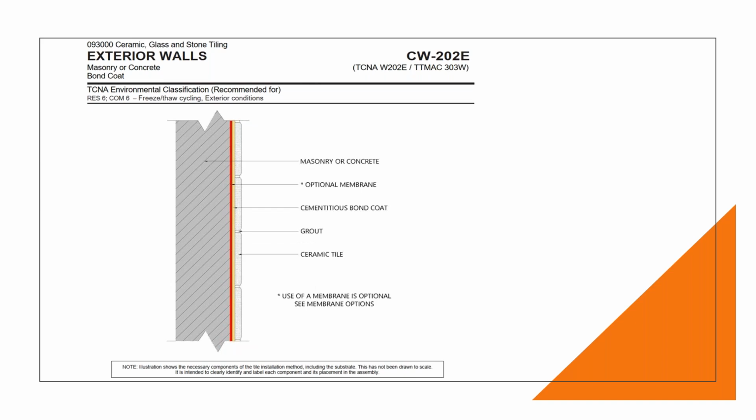W202 is a thin set application where we're going to adhere directly to the exterior wall. I will tell you that in most cases, there's going to be some remediation necessary to achieve the flatness that's required for large format tiles nowadays. So that's a consideration in the design process of how much of an allowance that should be. And in this case, I highly recommend the use of the optional membrane to prevent, again, that water intrusion into the substrate that can cause us to have some difficulties down the road.